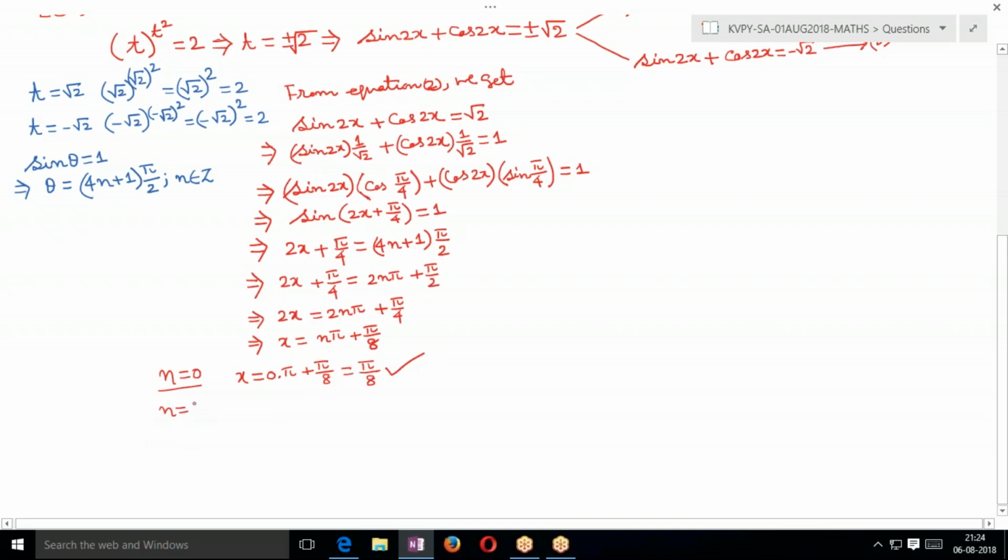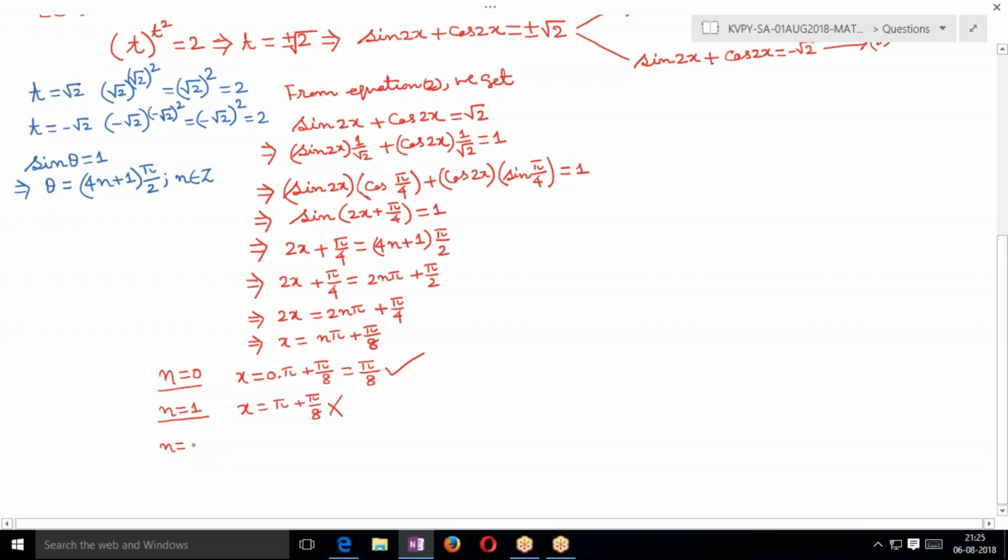Now let us put n equal to 1. We get x is equal to pi plus pi by 8. Pi plus pi by 8 is more than pi. It is outside of the closed interval minus pi to pi. Hence, we should not consider this solution. As it is not working for n equal to 1, it is a general advice that you should not proceed with n equal to 2, 3, 4, etc. In any future question of this type, you should not proceed like that.